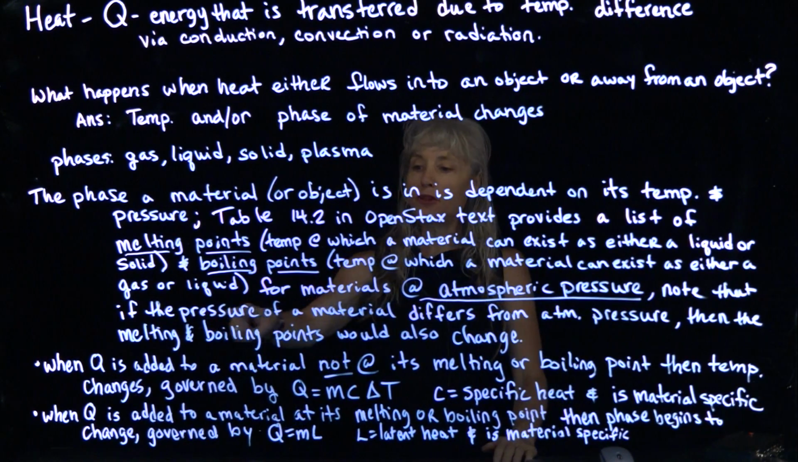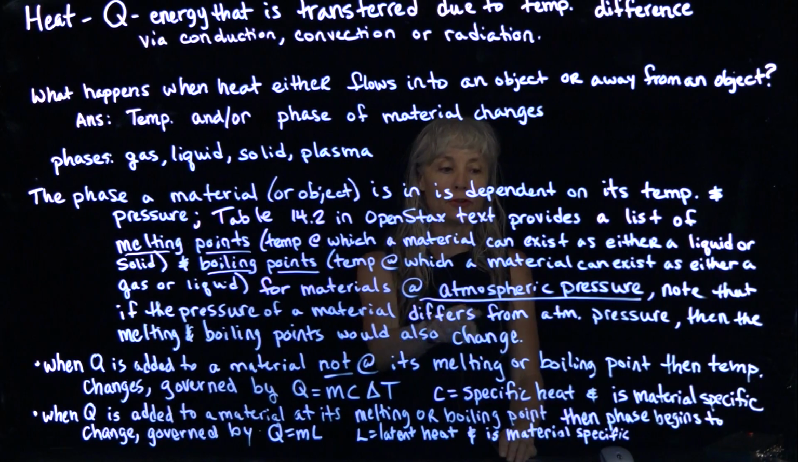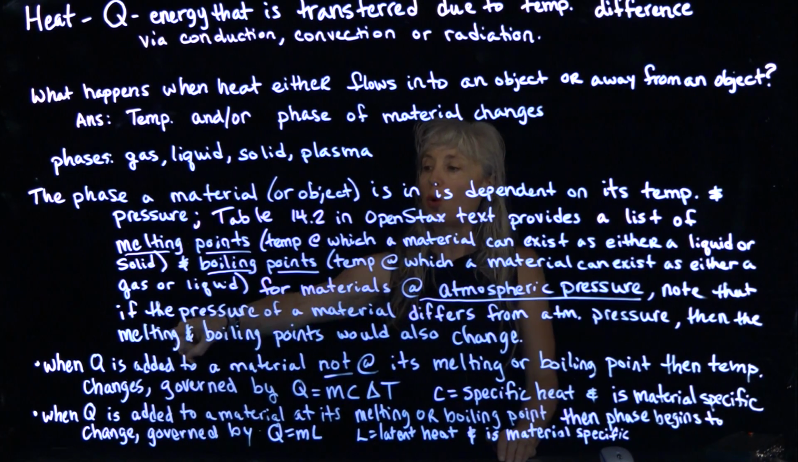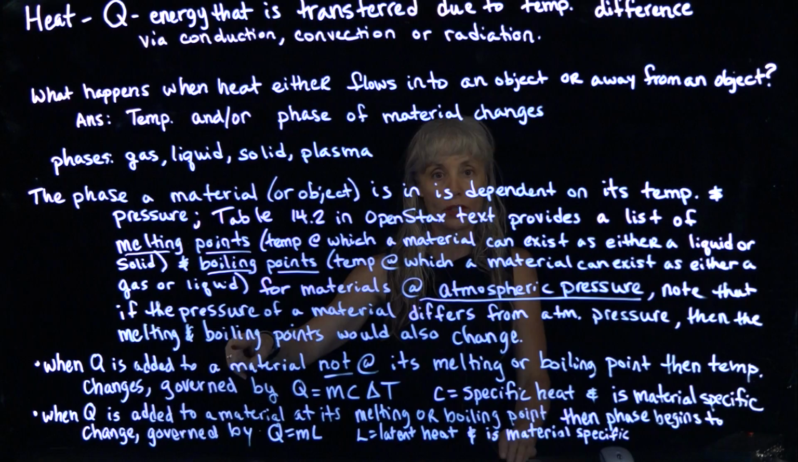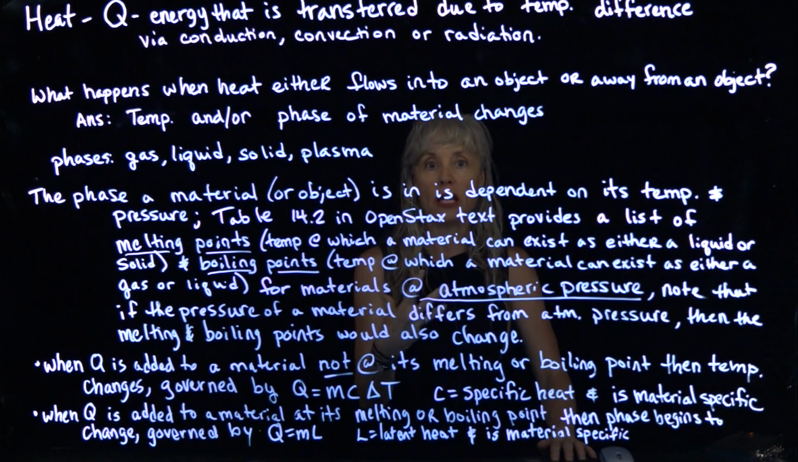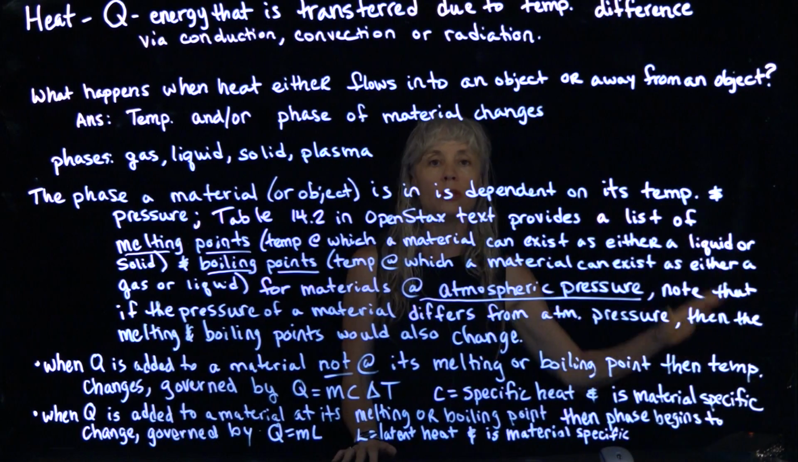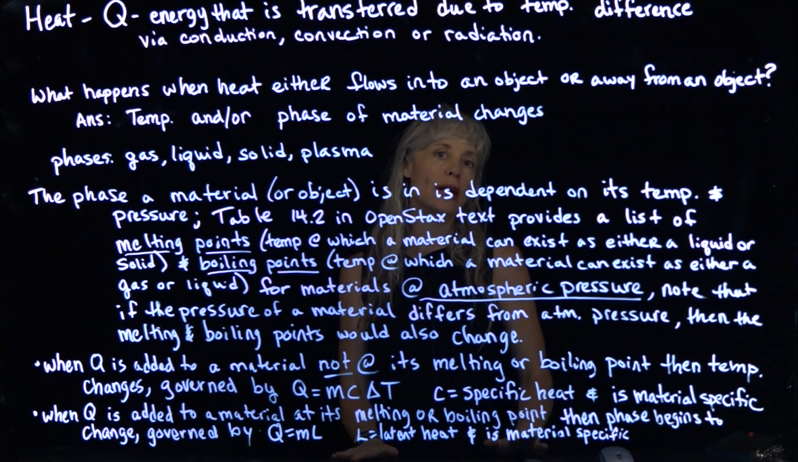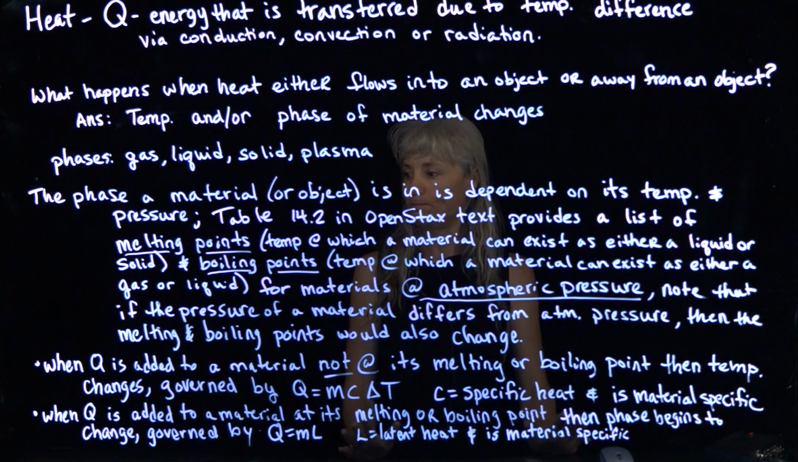So note that if the pressure of a material differs from atmospheric pressure, then the corresponding melting and boiling points for that material at that different pressure will be different. They'll change. So in other words, that table is only good when the materials are at atmospheric pressure. If you change the pressure, then those temperatures also change.